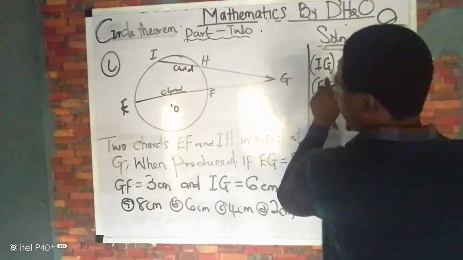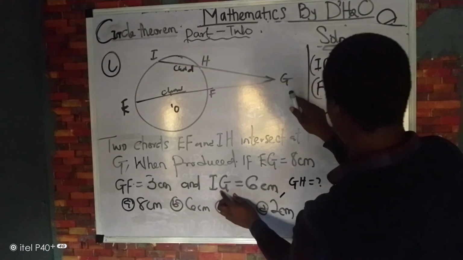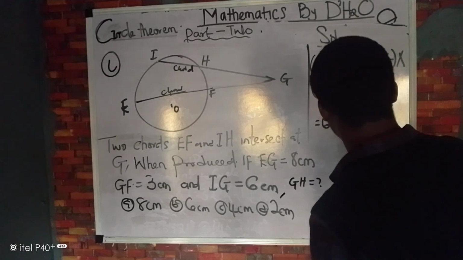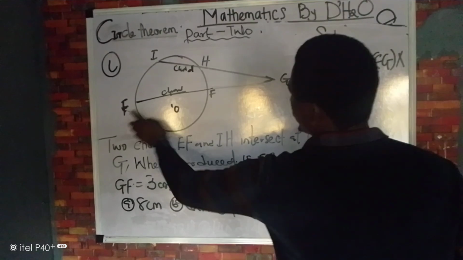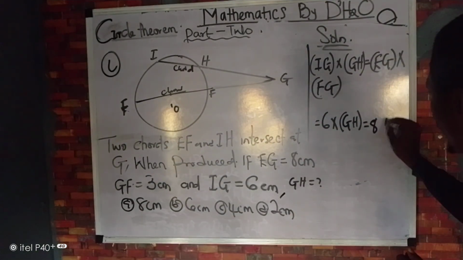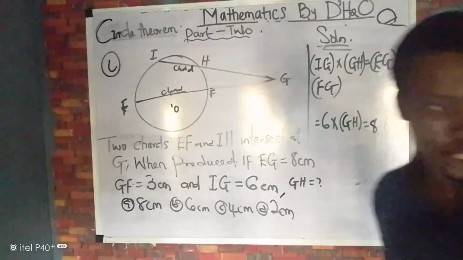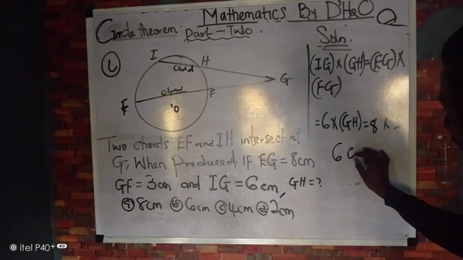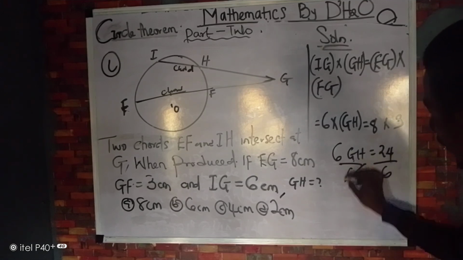You have 6 centimeters from I to G. Then we have GH. So let's leave it like GH. GH is unknown, equals EG. EG is from here to here. Did they give us EG in the question? Yes, it is 8 centimeters, times FG. Was FG given to us, or GF? Yes, it is 3 centimeters. So you have 6 GH equals 24. If we divide both sides by 6, this cancels this.